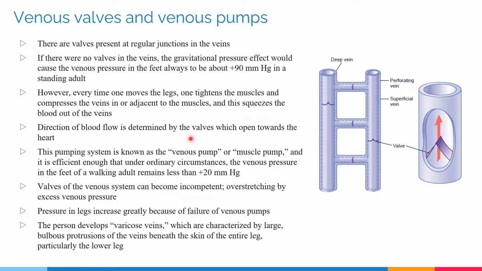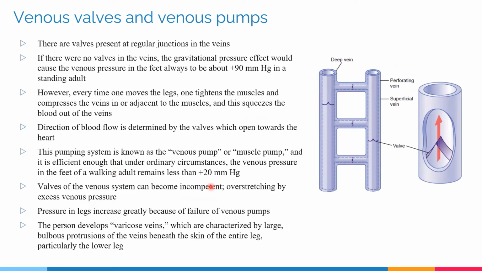The direction of blood flow is determined by the valves, which open towards the heart. So these valves are unidirectional in nature. That is, they will only open in one direction. And when the muscle squeezes the veins, the blood can only flow towards the heart. This pumping system is known as the venous pump or the muscle pump. And it is efficient enough that under ordinary circumstances, the venous pressure in the feet of a walking adult is less than 20 millimeters of mercury.